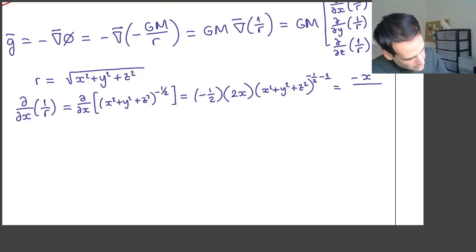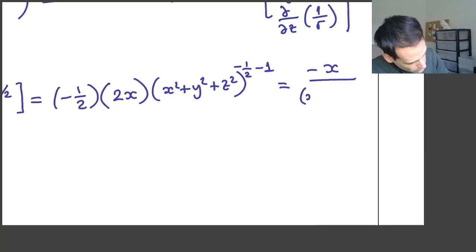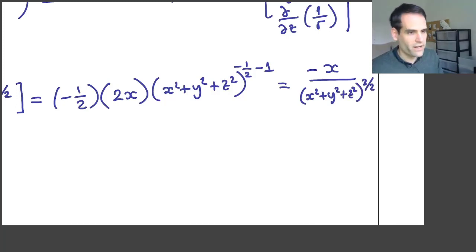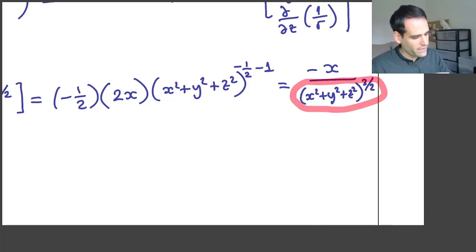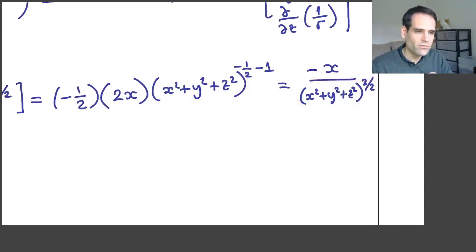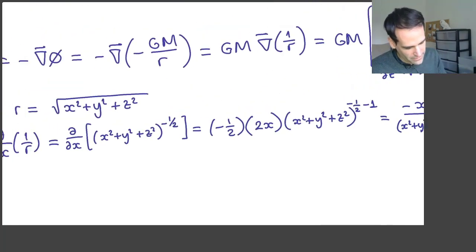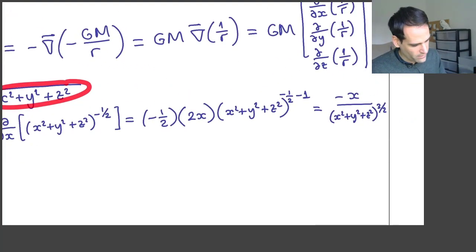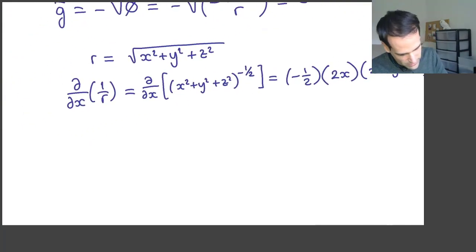divided by this to the power 3/2. Right? But this to the power 3/2 is nothing else and nothing more than the radial distance to the power 3, right? Because the radial distance is the square root of this. So therefore, if you raise that to the power 3, you end up with this. So this means that this is equal to minus x divided by r cubed.